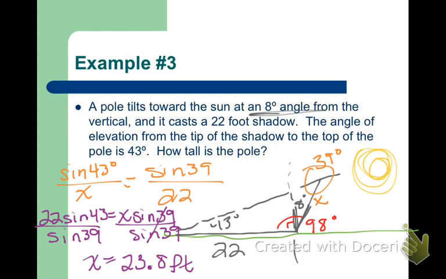I skipped over a little bit of the work, but you can see that I cross-multiplied and then divided by sine of 39, and we end up with 23.8 feet. That's it for today.